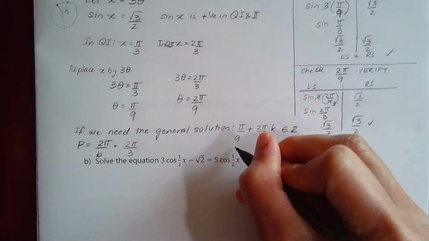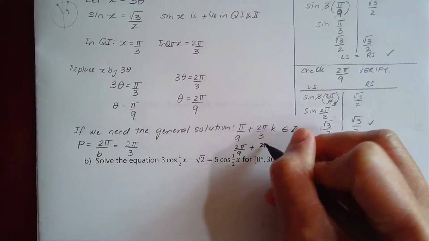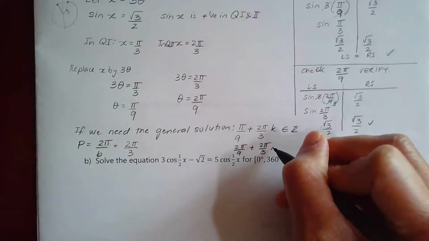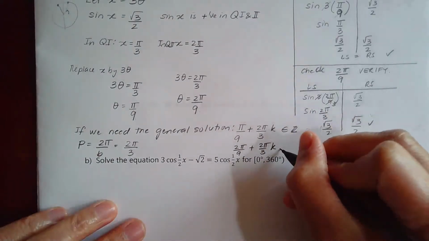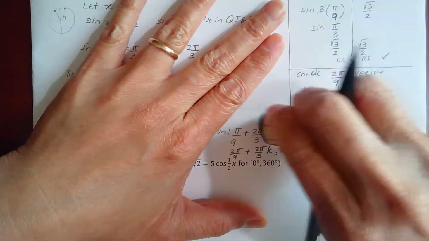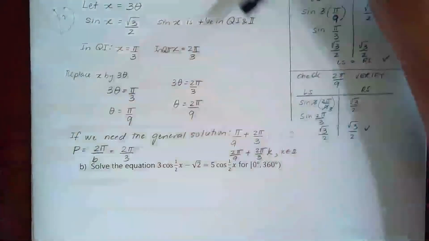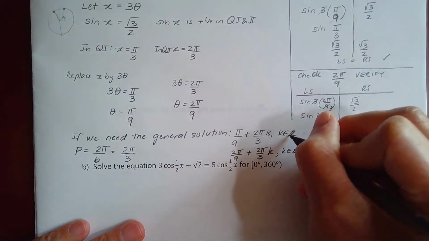I'll just put the other solution in here: 2 pi by 9 plus 2 pi by 3 k, where k is an element of the integers.